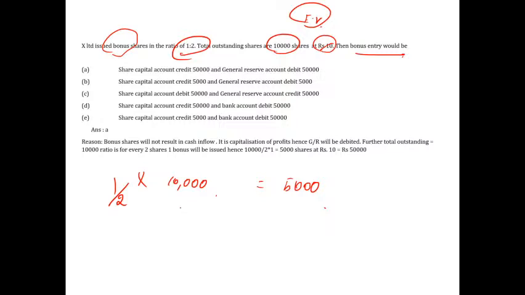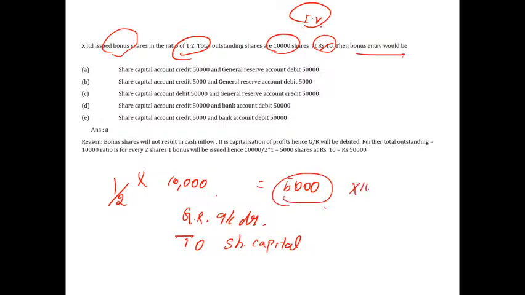Guys, since there is no cash inflow here, obviously bonus shares will be issued free of cost to the shareholders. From where will I give it? I can give it from general reserve or securities premium, or free reserve, whatever it is. There are a set of items. Now general reserve account will be debited to share capital account. 5,000 is the number of shares, so what is the face value? 50,000 rupees. So general reserve will be debited to an extent of 50,000, and share capital account will be credited to an extent of 50,000.